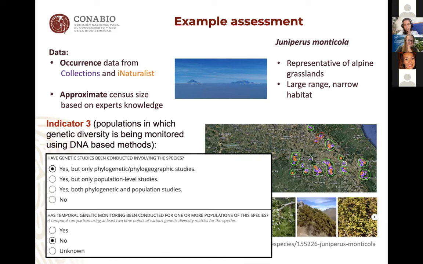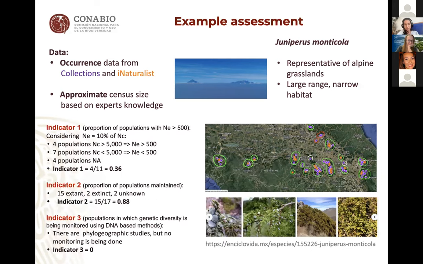Then for indicator three, we don't have genetic monitoring, but we know that there are some phylogeographic genetic studies. So overall, if you cluster these together, for indicator one, we have 4 out of 11 populations that have more than 5,000 individuals, which means a 0.36 for indicator one. For indicator two, we have 15 out of 17 populations still existing, and indicator three equals zero.